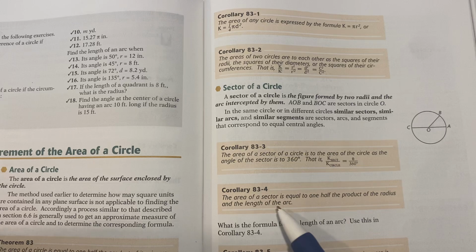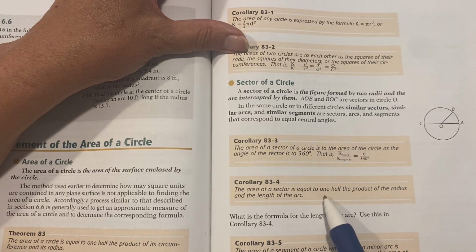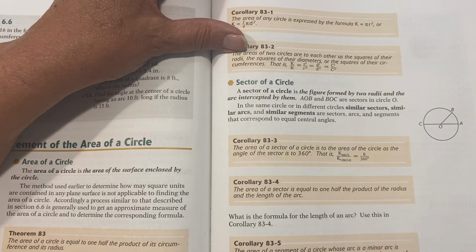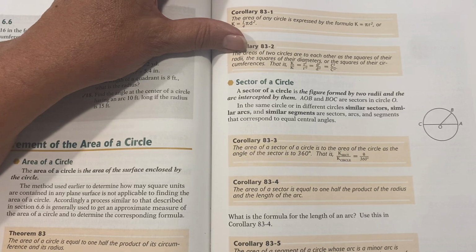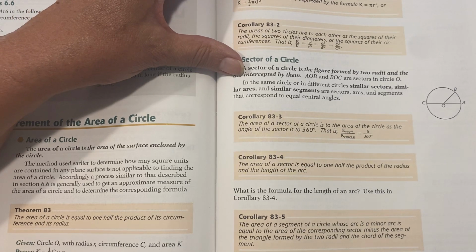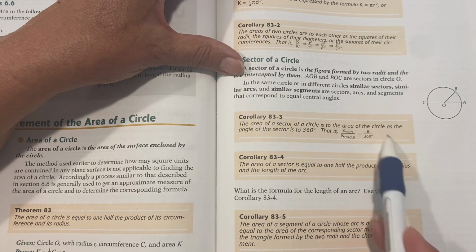The area of a sector is also equal to 1/2 the product of the radius and the length of the arc. So another formula: the area of a sector is 1/2 the radius times the length of the arc. So what is the formula for the length of an arc? Actually, you can always just go back to the first formula, it'll be easier.